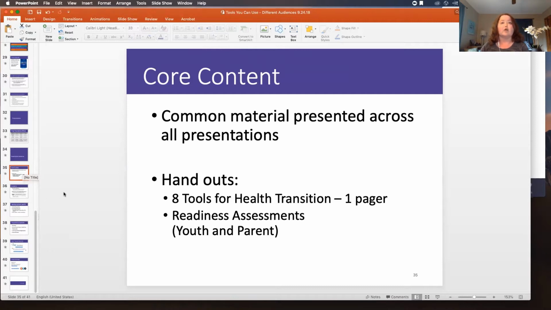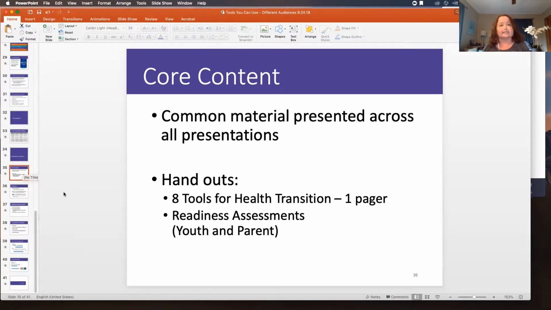But we do offer 2 main handouts that come with every presentation, and that is the 8 tools on transition, typically offered in a 1-page setting because we don't want to provide the workbook without any guidance. Really, the idea behind the workbook is that people walk through it together and have a chance to fill it out. So this 1-pager is kind of like the Cliff's Notes to here's what you're going to talk about if you would do that workshop.